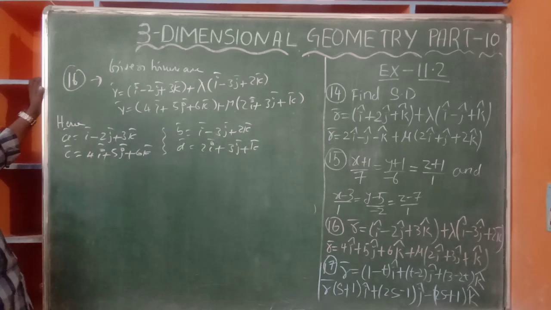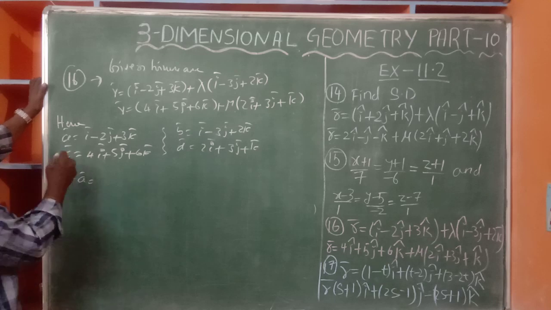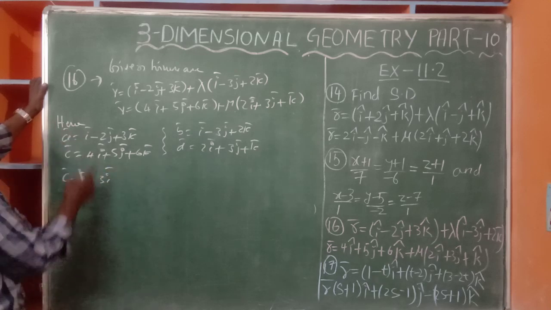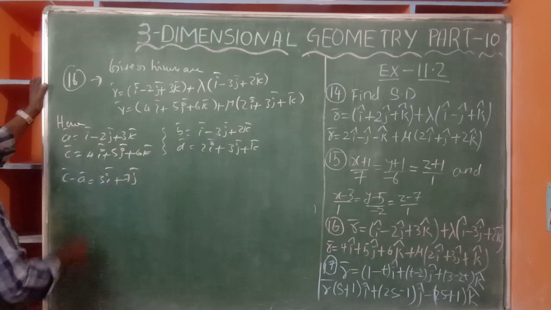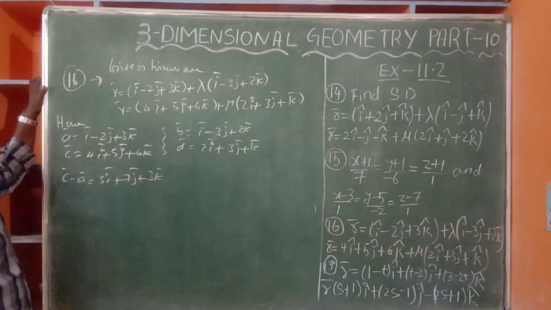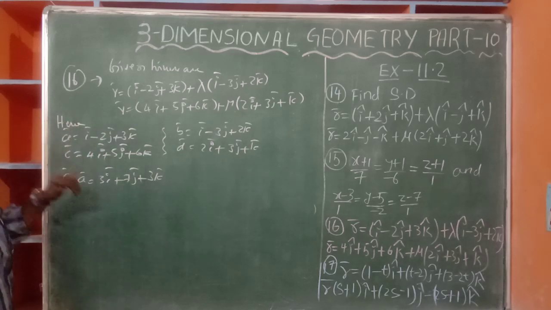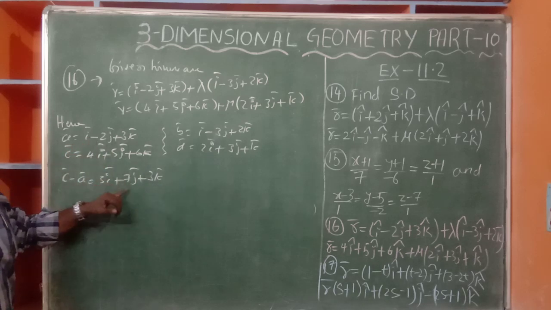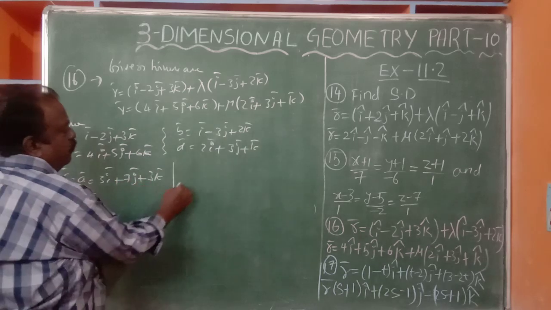Next, observe. The very next we have to find c bar minus a bar. 4i minus i is 3i. 5j minus of minus 2j is 7j. 6k minus 3k is 3k. Don't you understand? c bar minus a bar: 4i minus i, 3i; 5j minus of minus 2j, 7j; 6k minus 3k, again 3k.